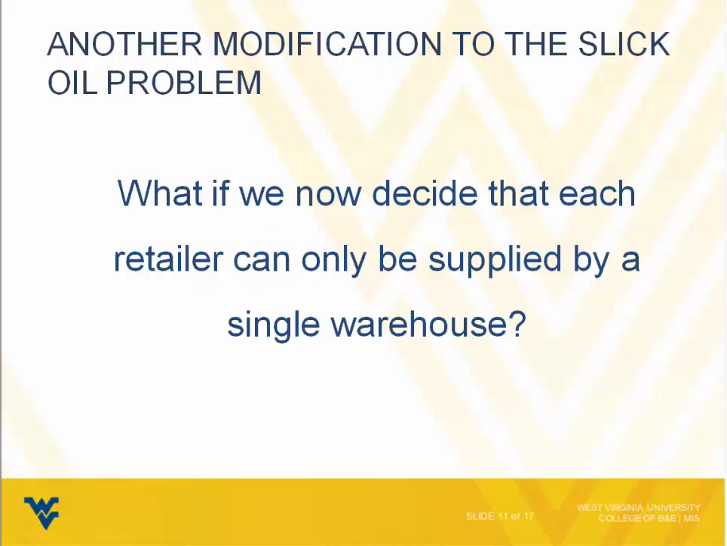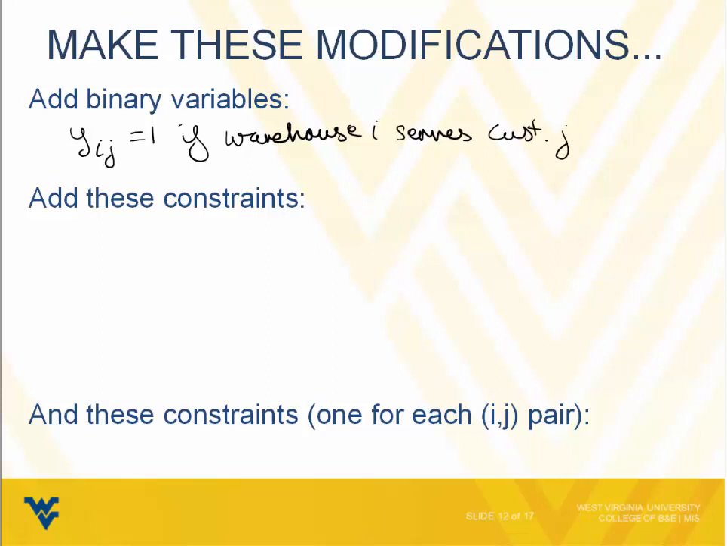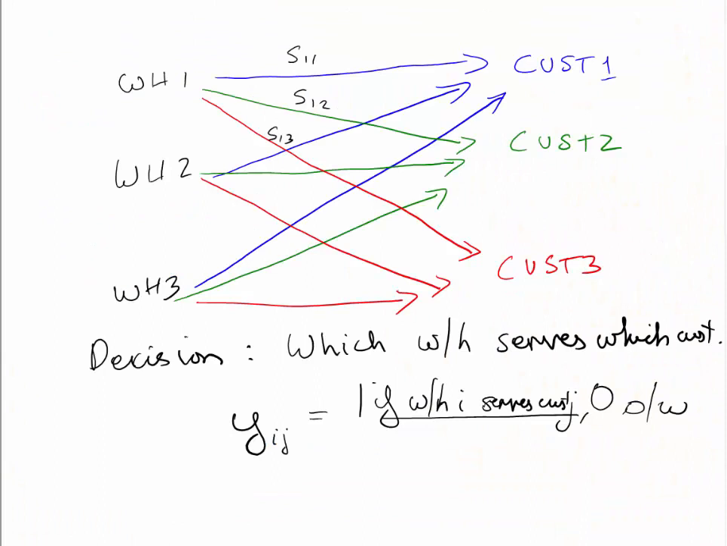Good. So we define our decision variables: yij equal to 1 if warehouse i serves customer j and 0 otherwise. Now how do we add constraints? Again, going back to our diagram, we get a little bit of a clue, right? We have 3 sets of arrows, and of those 3 sets of arrows, only one can serve that customer.